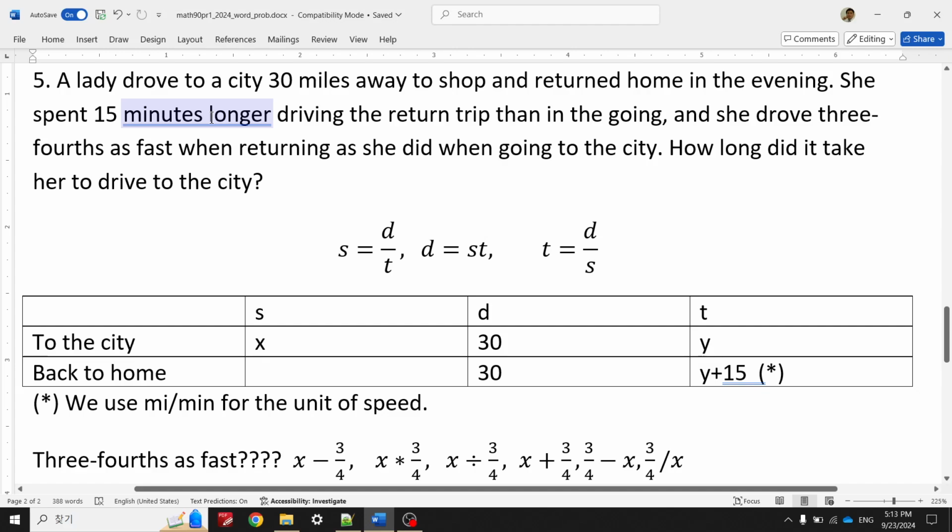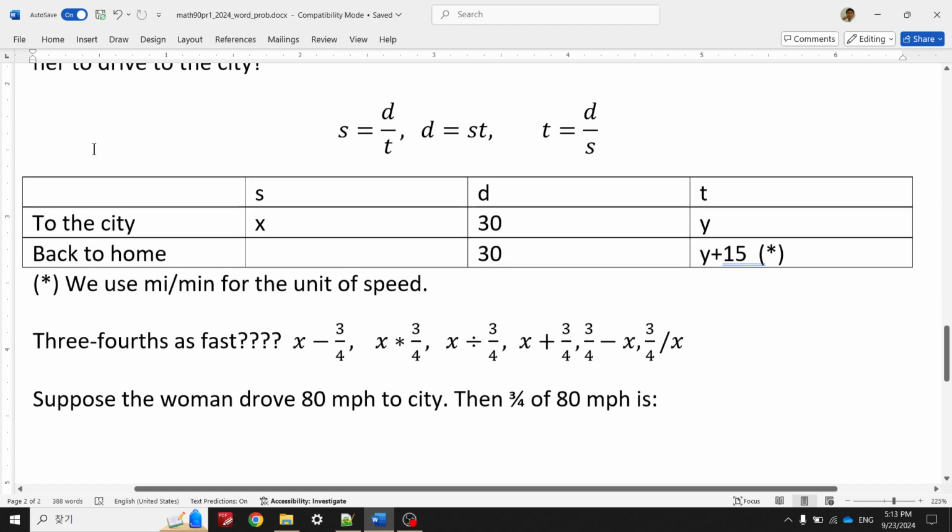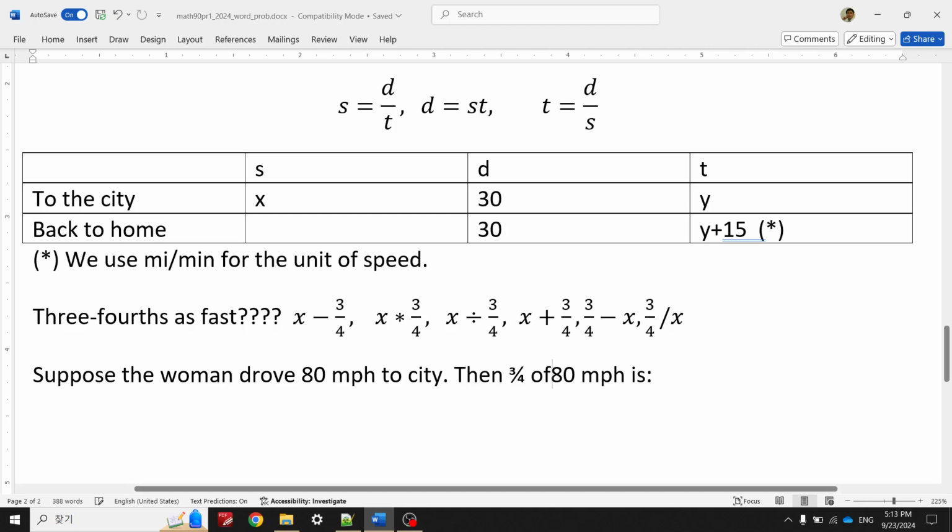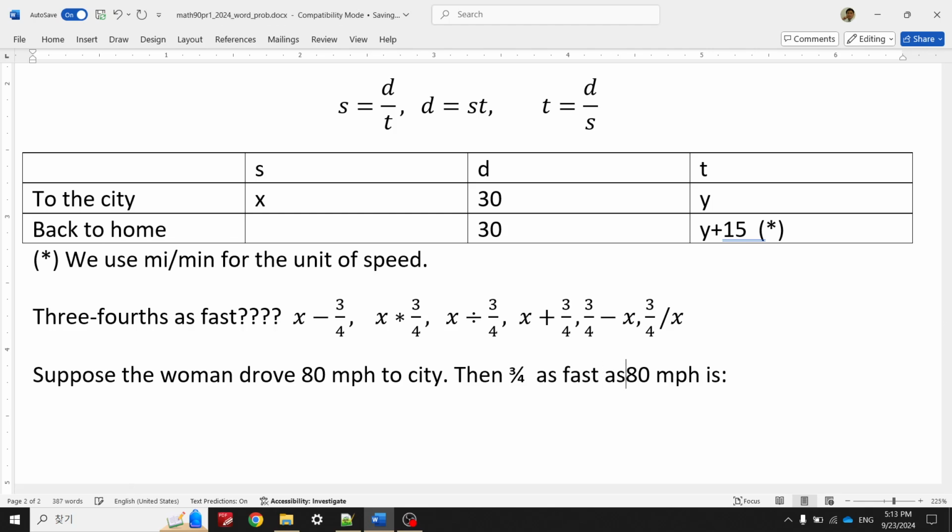Another thing that you should think is, it took longer to drive back home. So was she faster coming back or slower coming back? Slower, right? That's why it took longer. So coming back, this 3/4 as fast must mean something that's slower. So 3/4 as fast as 80 miles per hour, you kind of see the reasonable answer is 60 miles per hour, right? Okay, how did you get 60 from 80? You multiply. If you multiply 80 times 3/4, then you're going to get 60.